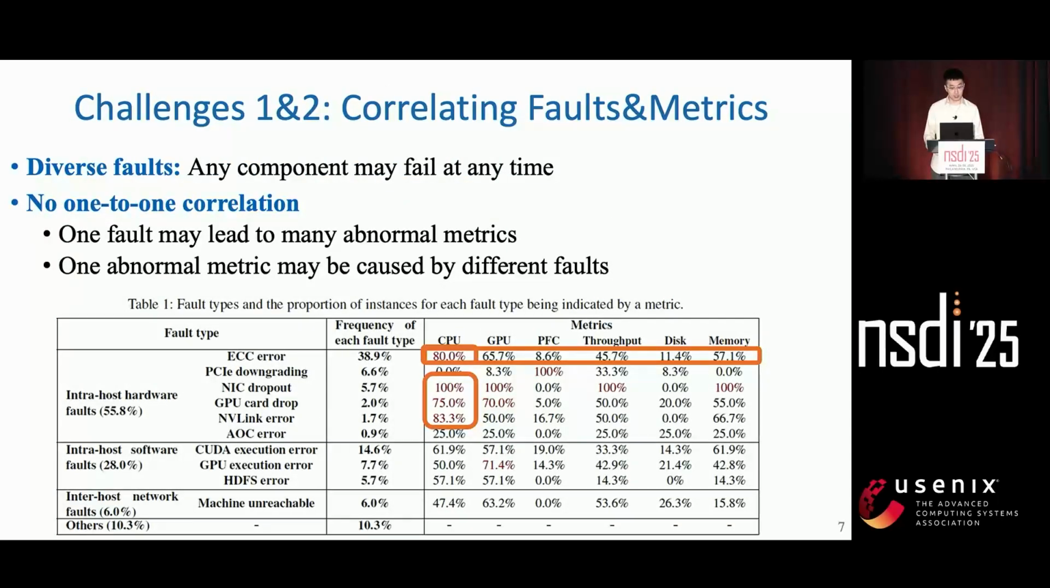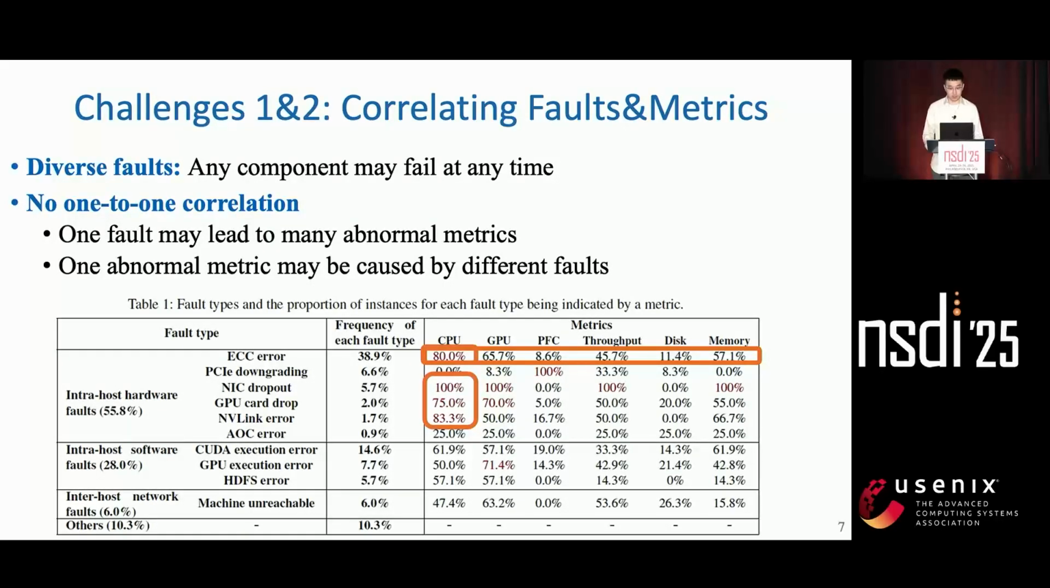Through our analysis, we identified several challenges in designing an accurate faulty machine detection system. First, faults can occur across a wide range of areas, from intra-host computation to inter-host networks, and from hardware to software communication libraries. These faults are diverse in both type and proportion.